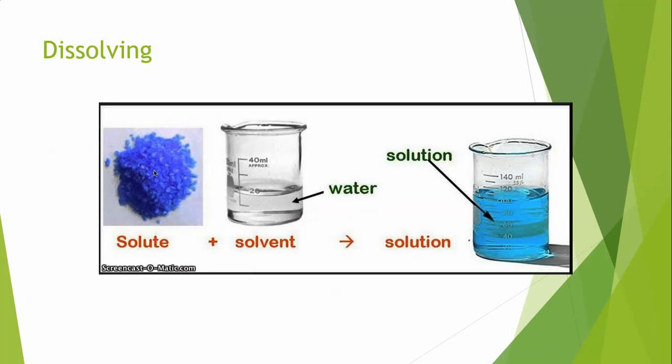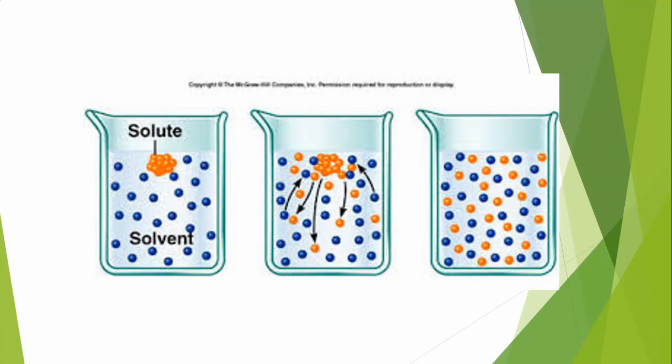Okay, dissolving. When you have a solid that dissolves in a solvent to make a solution, this is called dissolving. The soluble solid, we call it solute. So if the solid dissolves in the solvent, we call it solute. If it doesn't dissolve, we call it an insoluble solid. How does the solute dissolve in the solvent? It fills in the gaps between the solvent particles.